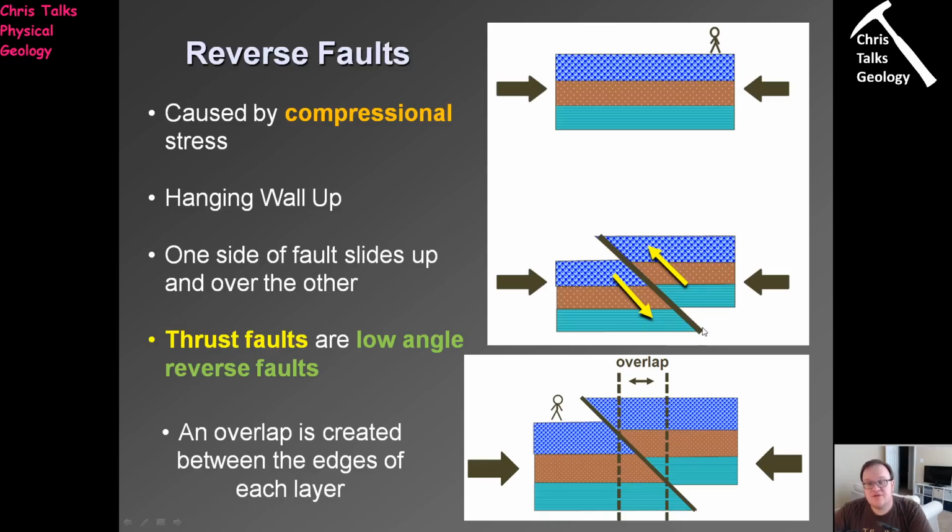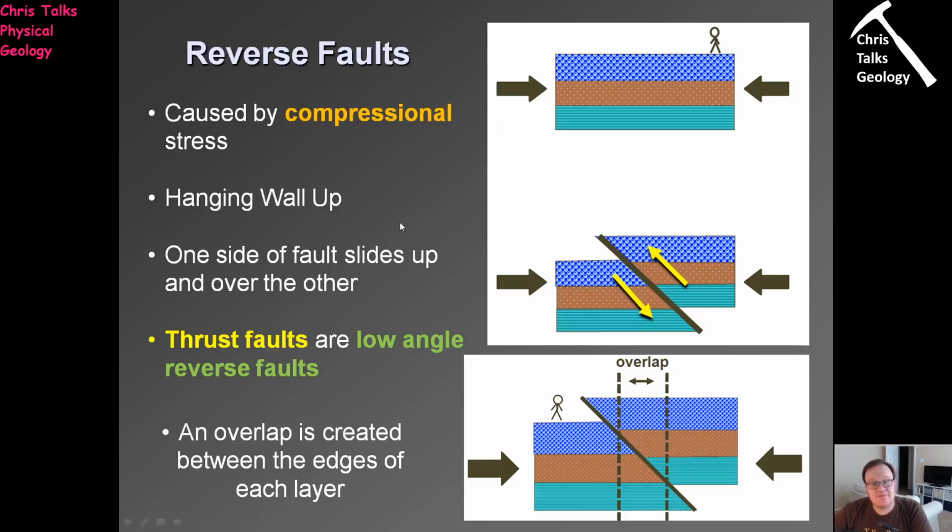The classic definition is if the angle of the fault plane is 45 degrees or less, it is considered to be a thrust fault. If the angle of the fault plane is greater than 45 degrees, it's considered to be a reverse fault. So that's the difference between the two. Reverse faults tend to have quite steep fault planes. Thrust faults tend to have quite gentle fault planes. And you'll see some diagrams in a second to demonstrate that.